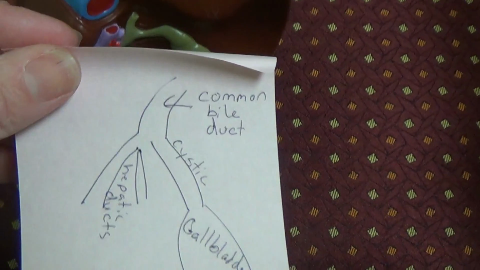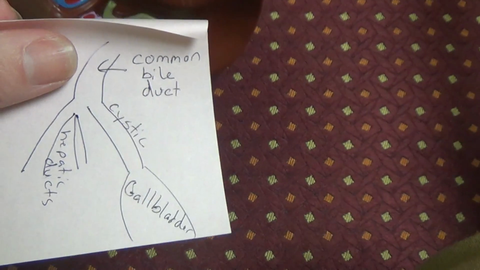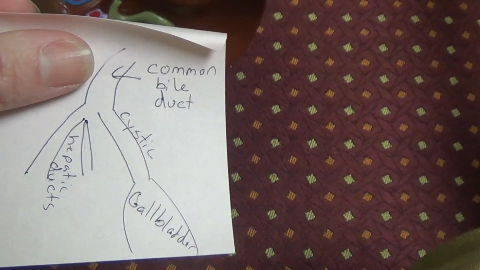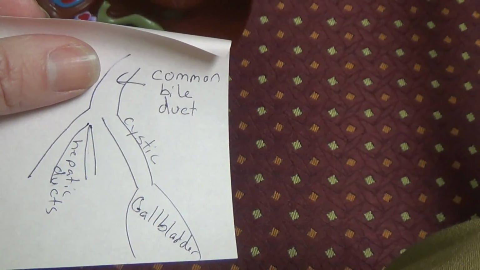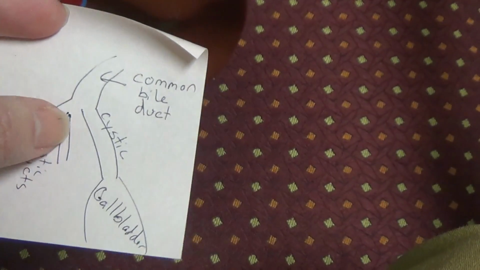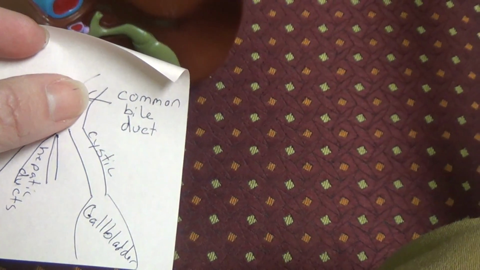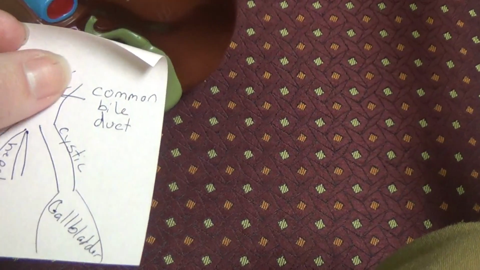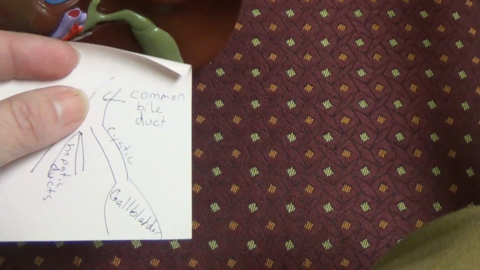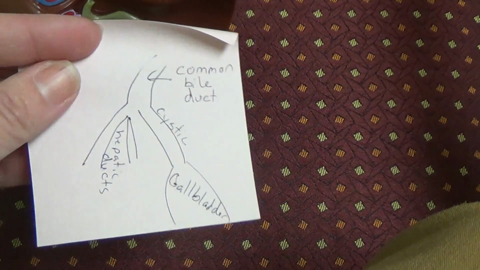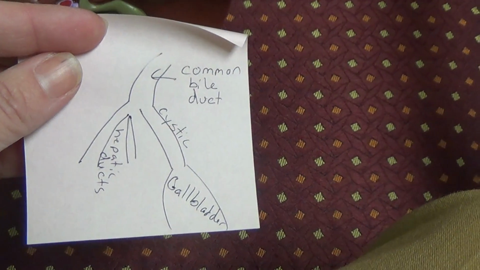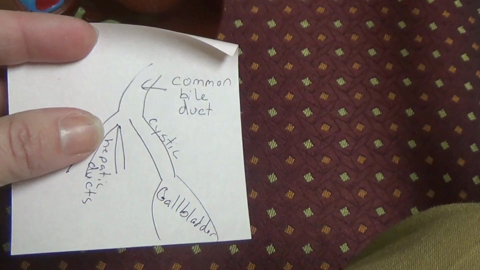Common bile duct, cystic duct draining the gallbladder, hepatic ducts are draining bile from the liver. Now in draining, that material will continue to go down the common bile duct. And if it starts backing up because that's not open, then it will back up into the cystic duct and into the actual gallbladder.